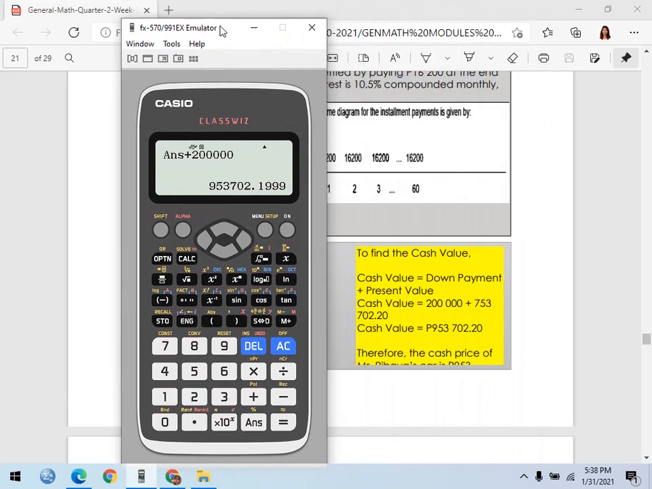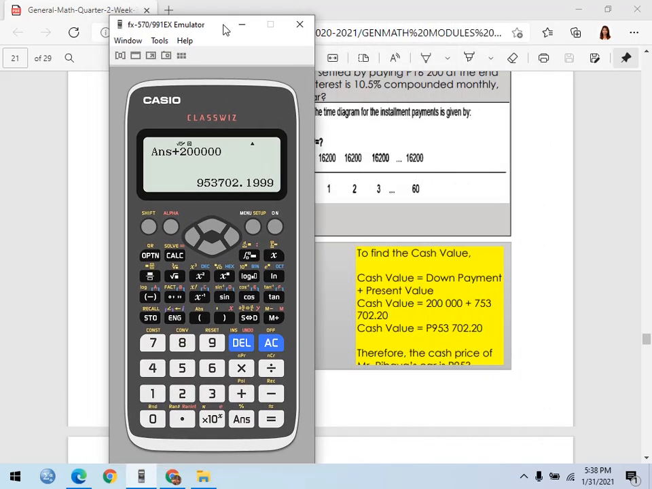Let us see kung tama yung nakuha natin. So, again, 200,000 plus nakuha natin na present value, we have 953,702.20. So, that will be the cash price of the car.